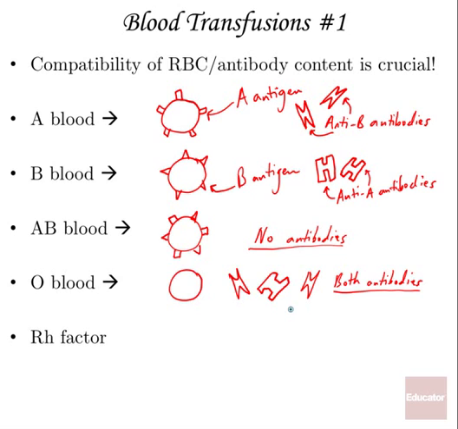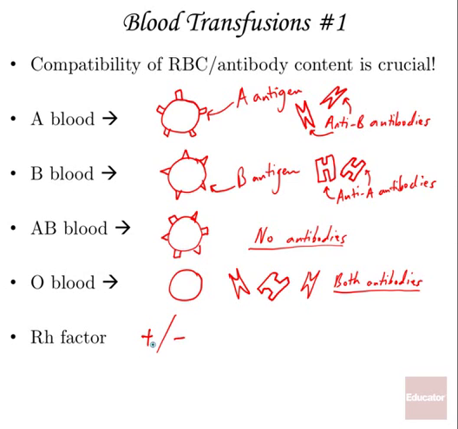Next up, Rh factor. This is either Rh positive or Rh negative, and it was named after the fact that it was discovered in the Rhesus monkey. The word Rhesus, not like the candy, is R-H-E-S-U-S. So in the Rhesus monkey, they discovered this. This comes from a separate gene. Whether you're A, B, O, or AB comes from a certain genotype you inherit. This is on a different gene.